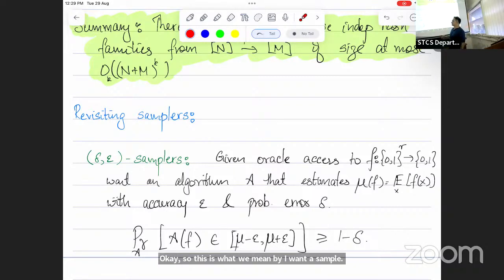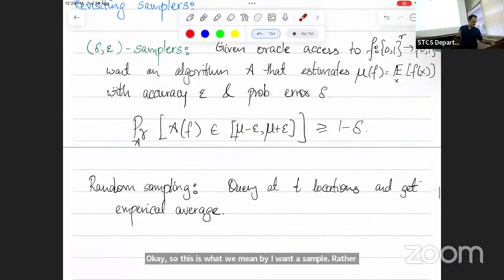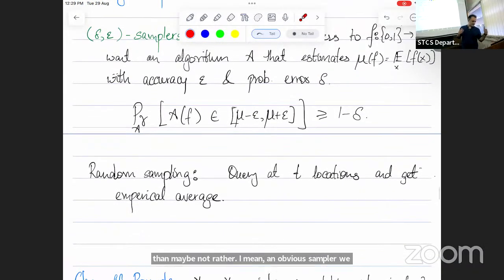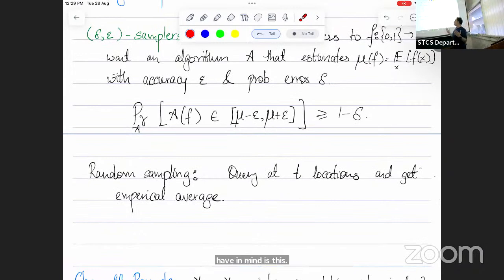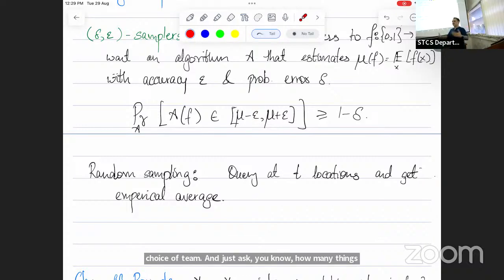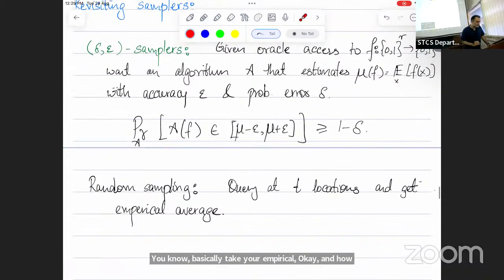An obvious sampler we have in mind is to query the function at t locations for some choice of t and ask how many turned out to be 1 and how many turned out to be 0. Basically take your empirical average and output that. And how do you normally analyze these things? Is there a reason to have additive error and not multiplicative?